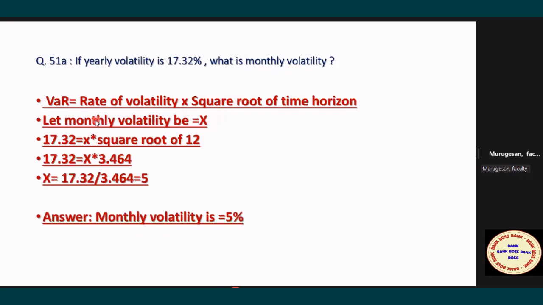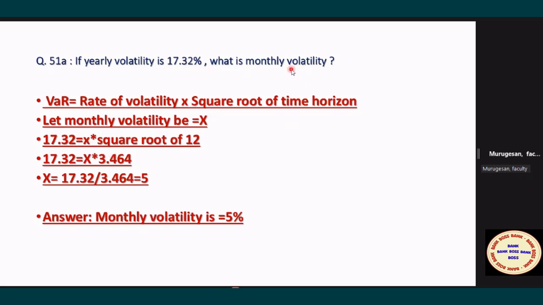Now you apply this data in the formula. How much have they given? Yearly volatility is 17.32. That means the yearly these assets are fluctuating either plus or minus. It may lose value by 17.32%. That is the meaning. So 17.32 equals X, your monthly volatility, into square root of 12.